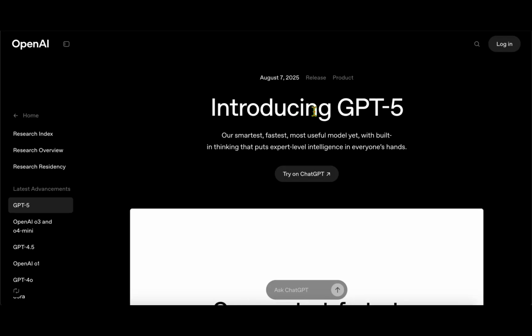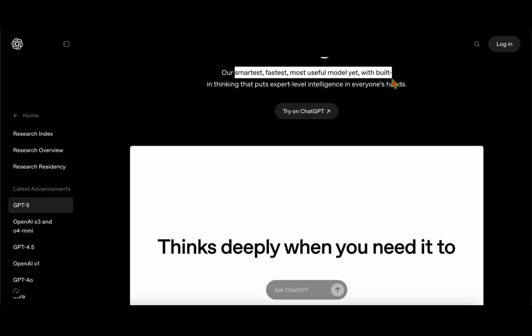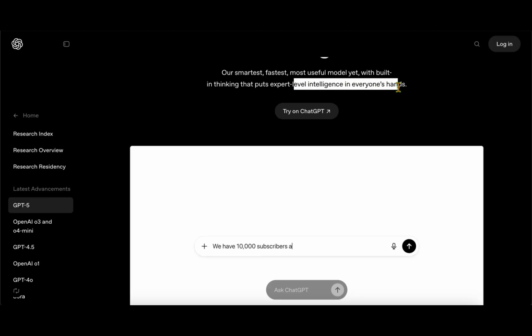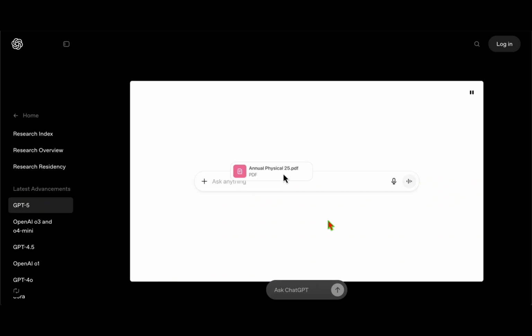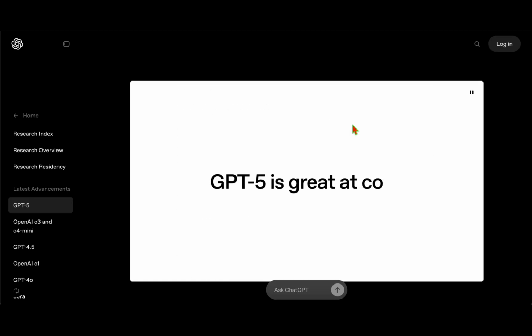Just a few hours ago, OpenAI introduced GPT-5, and it's their fastest, smartest, and most useful model yet, with built-in thinking that puts expert-level intelligence in everyone's hands. It answers quickly when you want it to. When you give it a report, say, "Help me understand and summarize my annual physical results." Boom, it just does it.